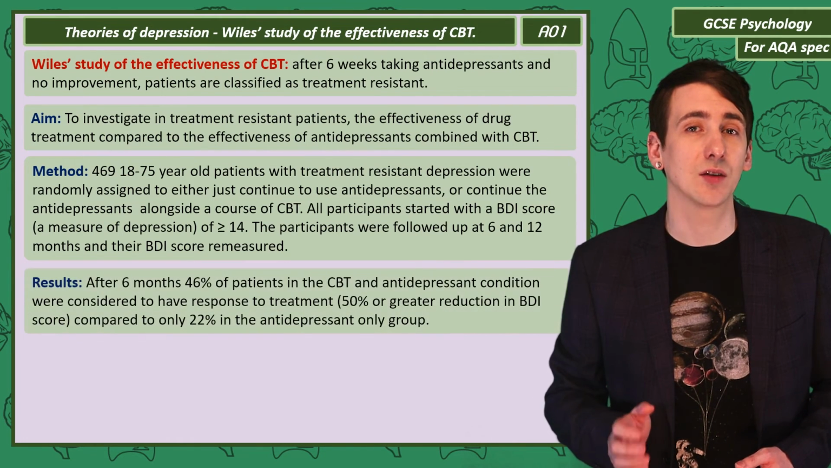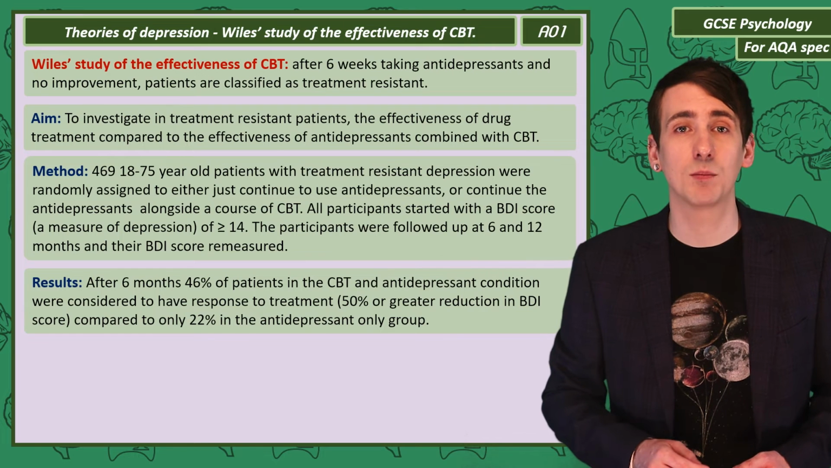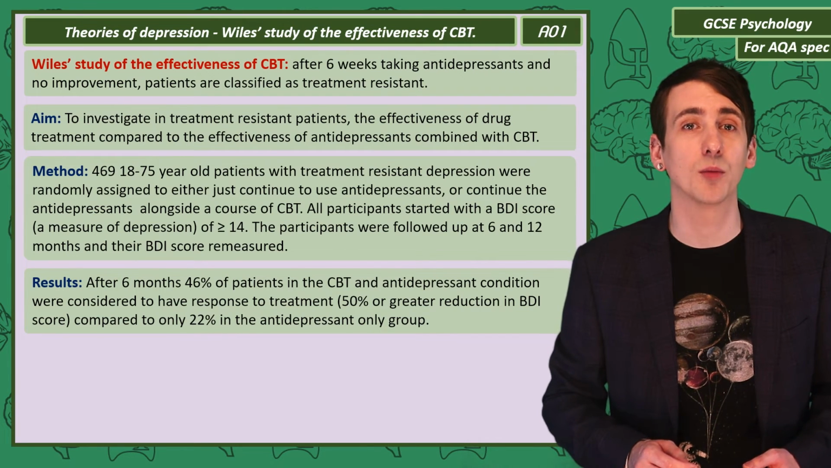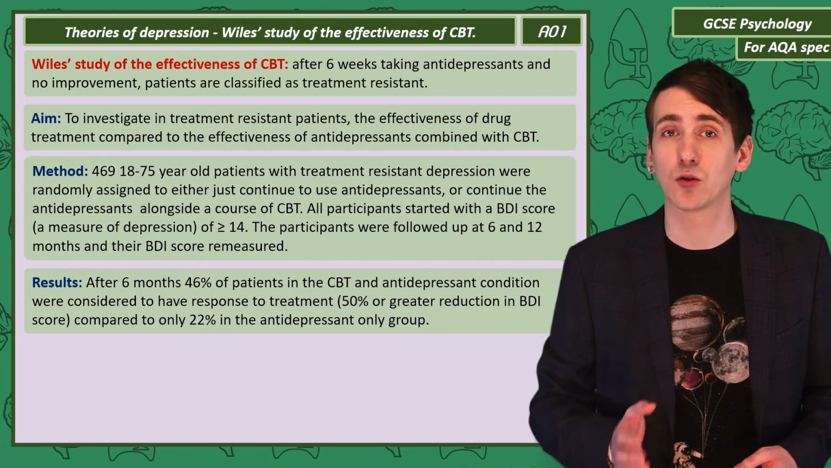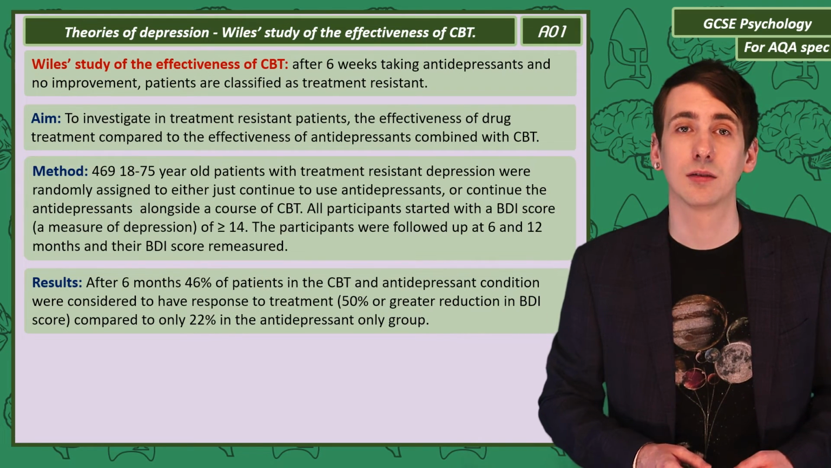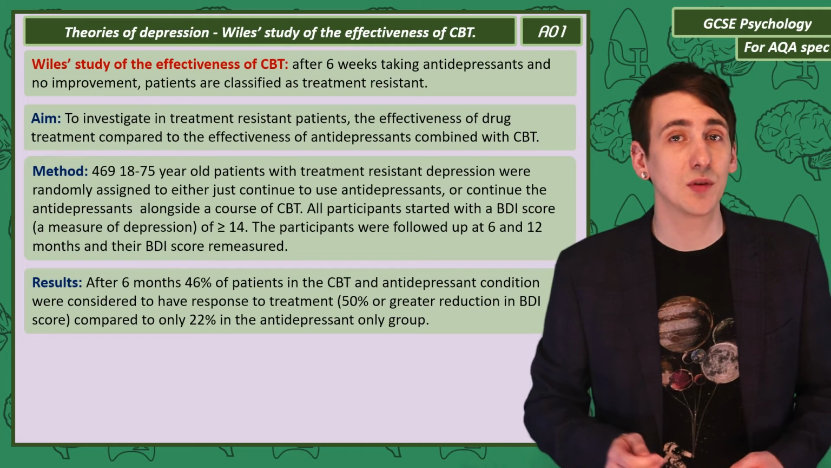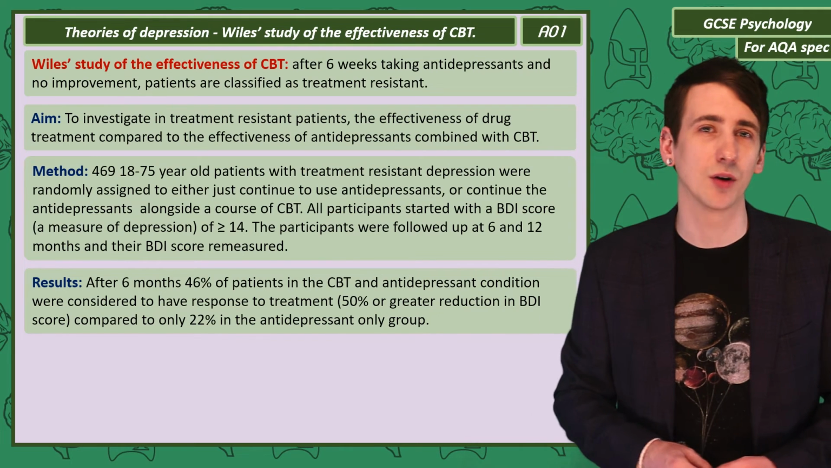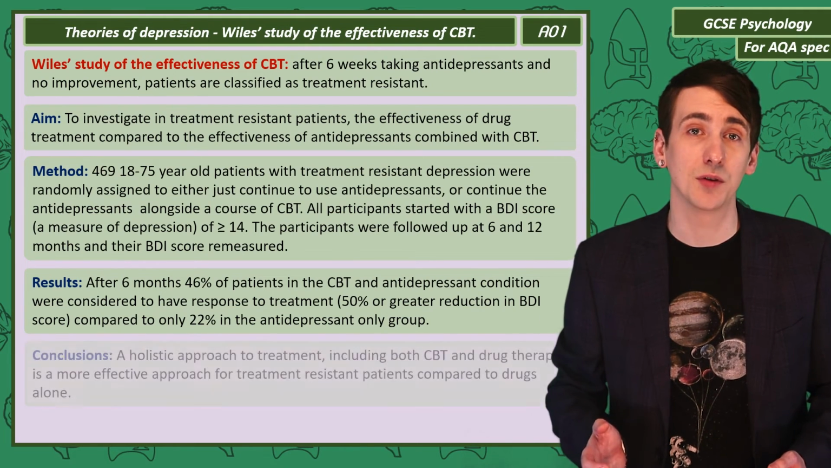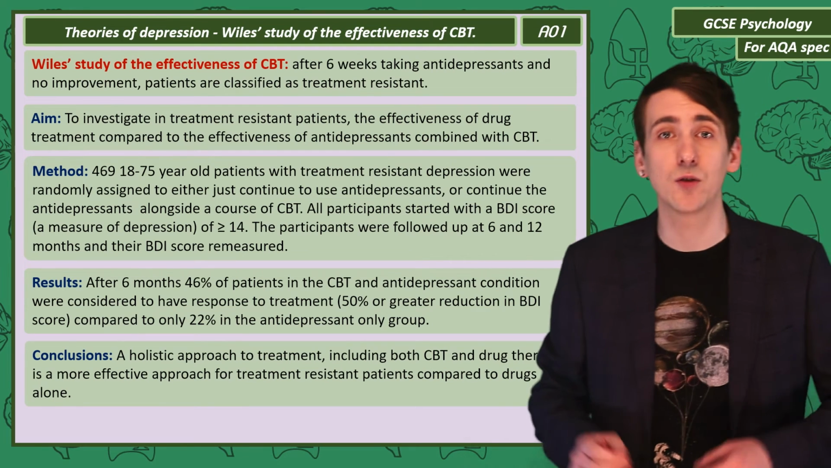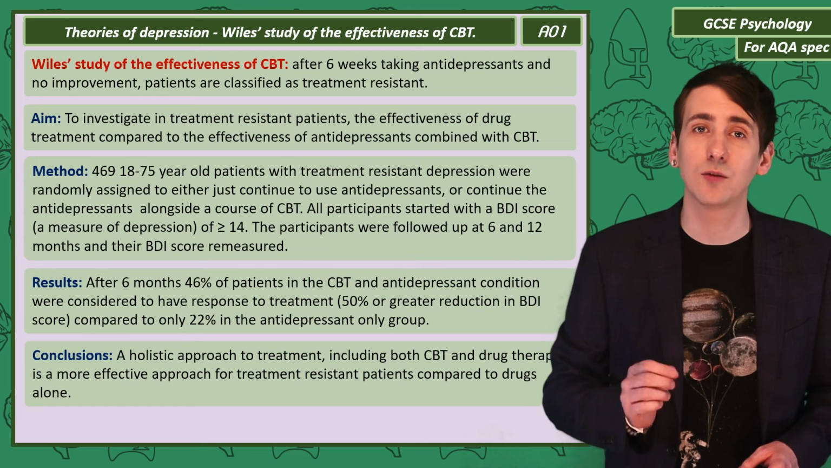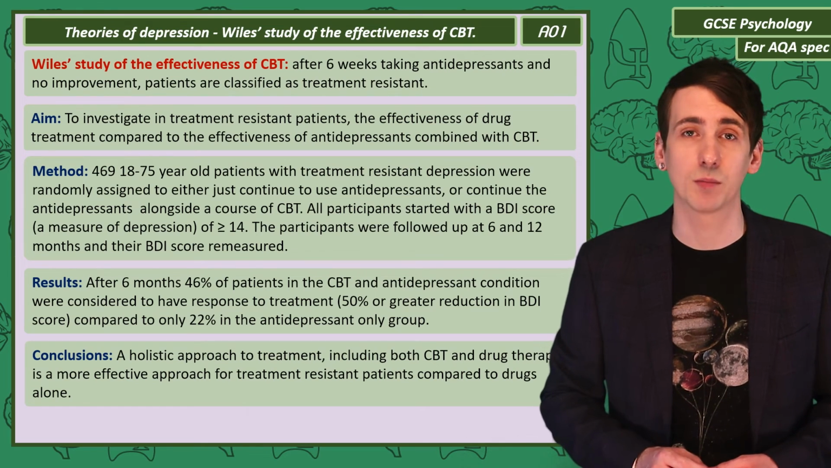Wiles found that after 6 months, 46% of the combined CBT and antidepressant group had responded to treatment. They'd shown a 50% or greater reduction in BDI. This was compared to only 22% in the antidepressant-only group. Wiles concluded from these results that a holistic approach to treatment, including both CBT and drug therapy, is the most effective way to help treatment-resistant patients.